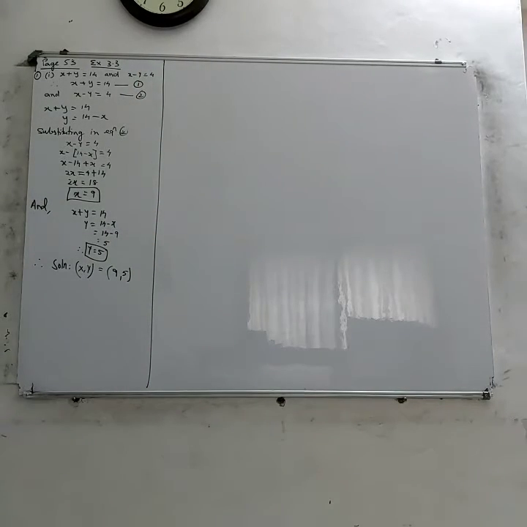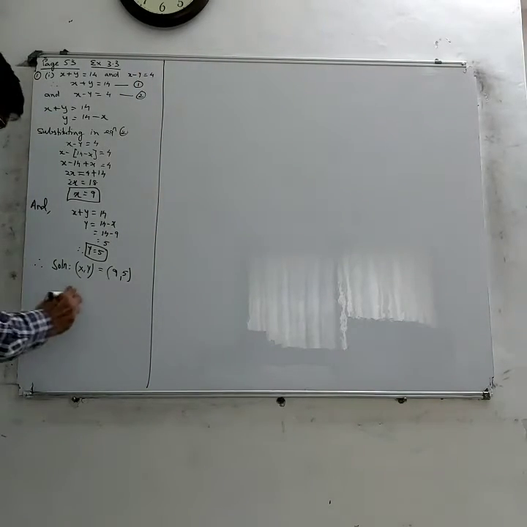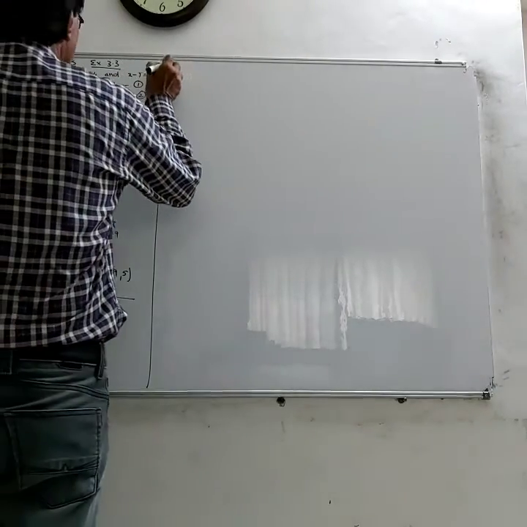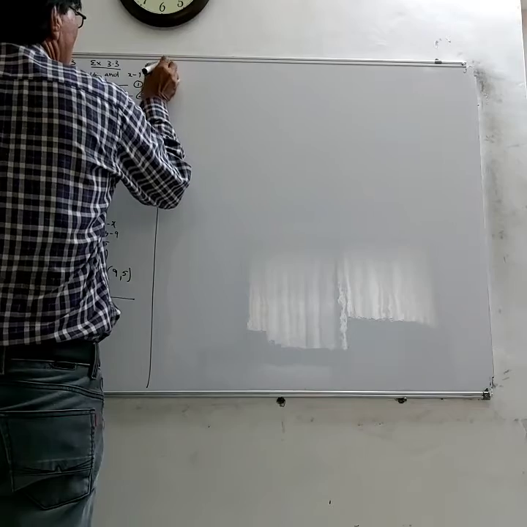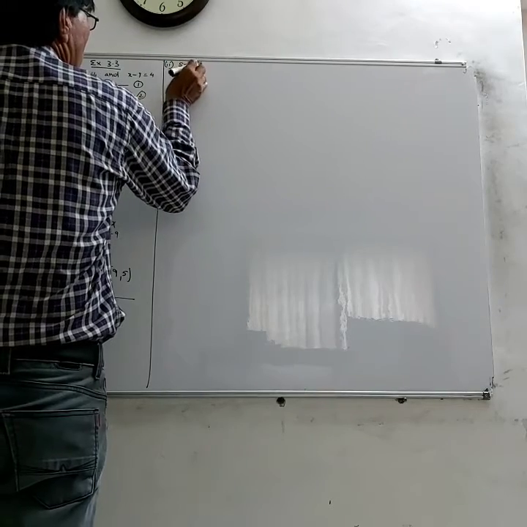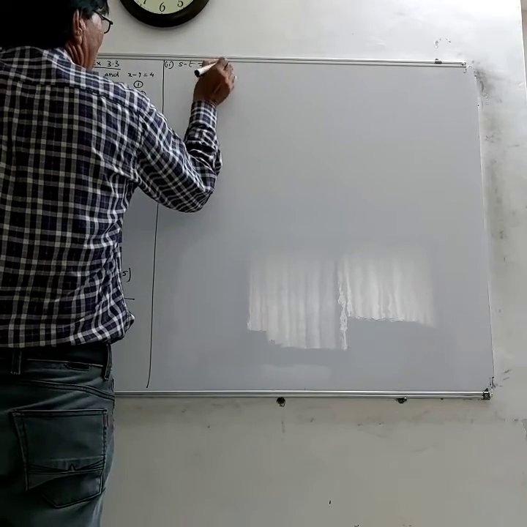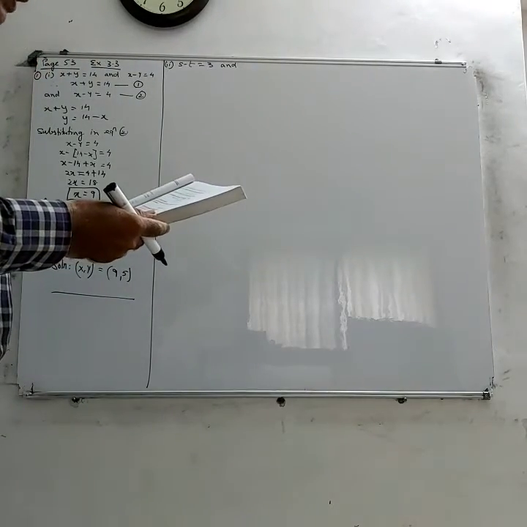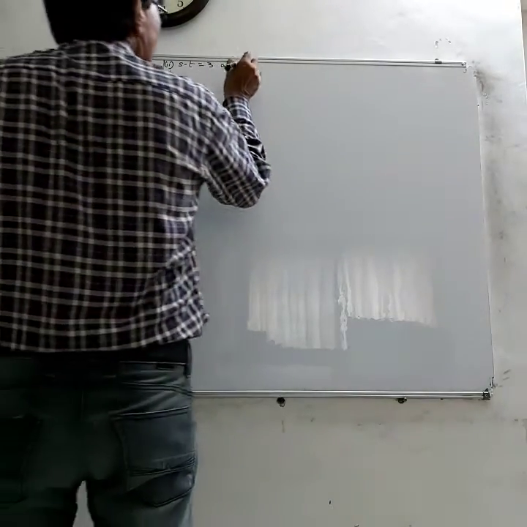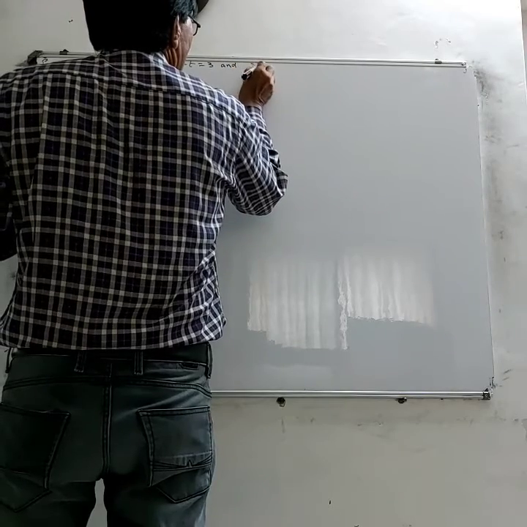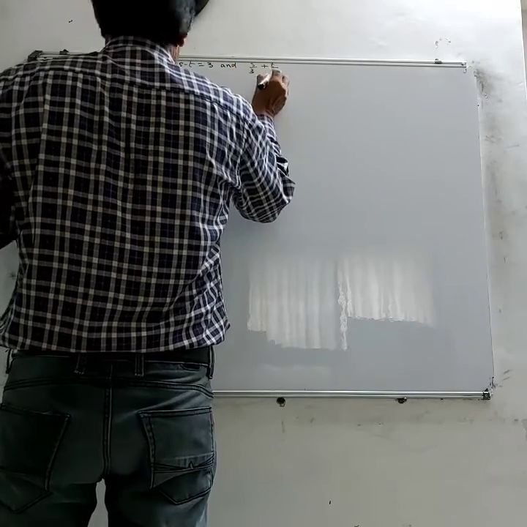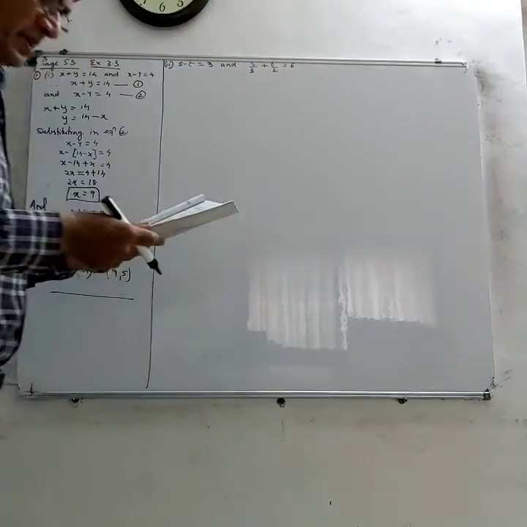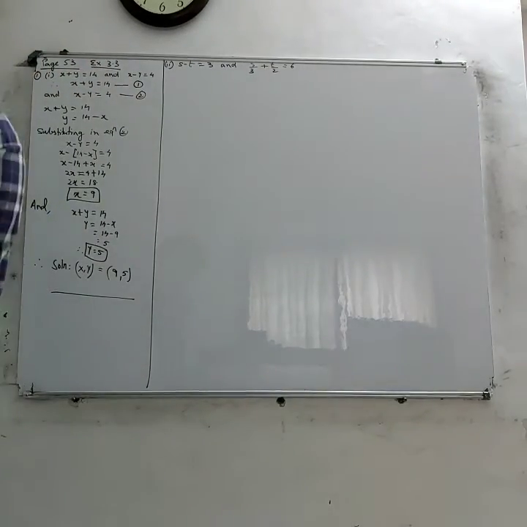Now let us take the second one. The second one is s minus t is equal to 3, and s upon 3 plus t upon 2 is equal to 6.